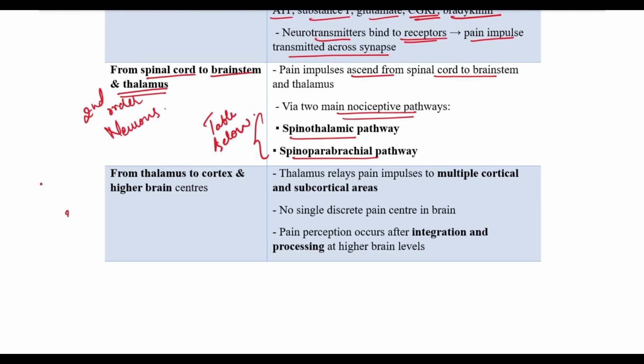Then we have the third order neurons, which will carry impulses from the thalamus to the cortex and the higher brain centers. They relay pain impulses to multiple cortical and subcortical areas in the brain. There is no discrete pain center in the brain, and the pain perception occurs only after integration and processing at the higher brain level.